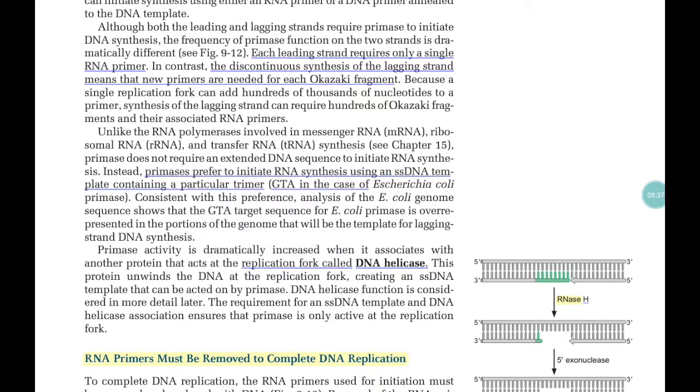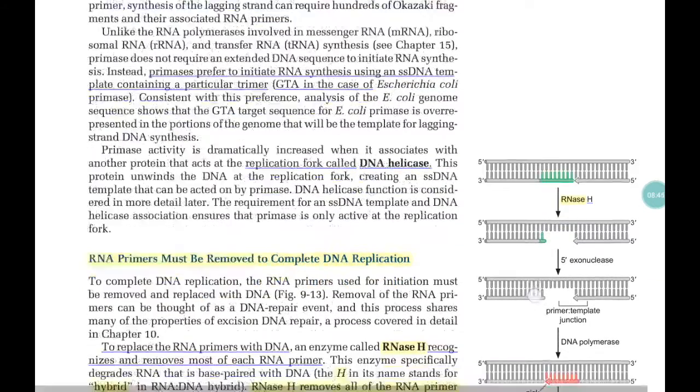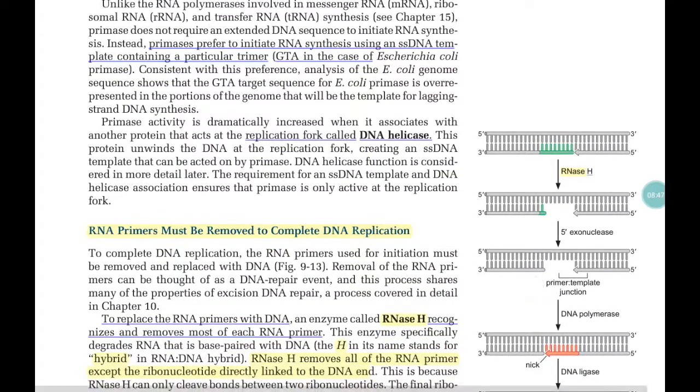Primase initiates RNA synthesis using a single-stranded DNA template containing a particular trimer, GTA in the case of E. coli. Replication fork called DNA helicase.